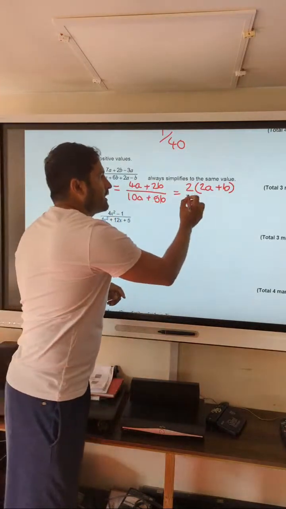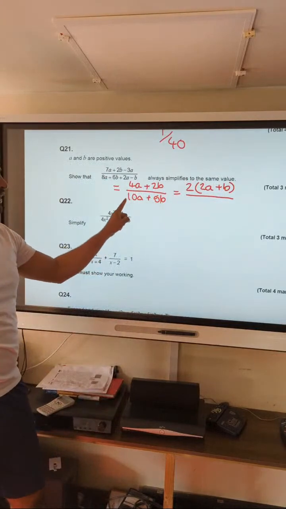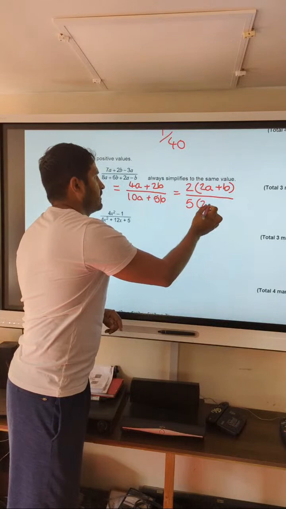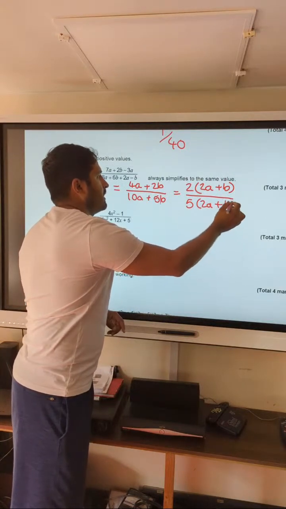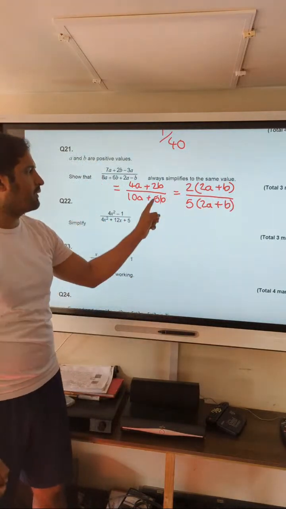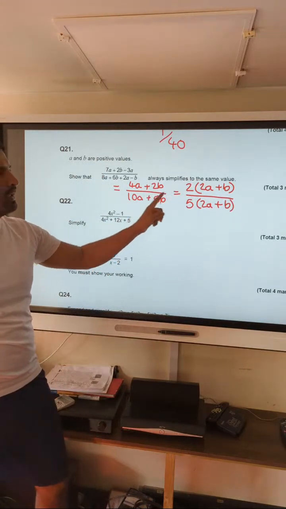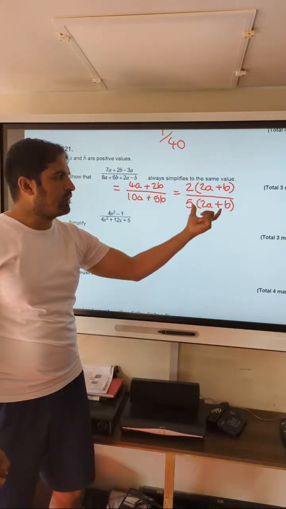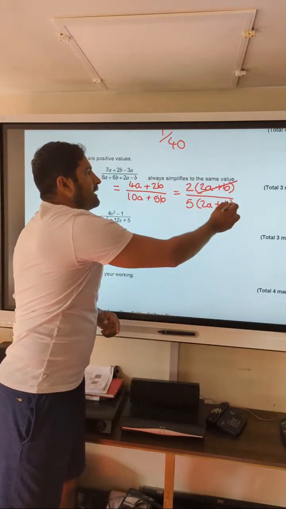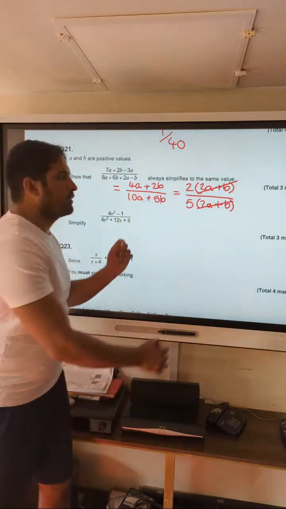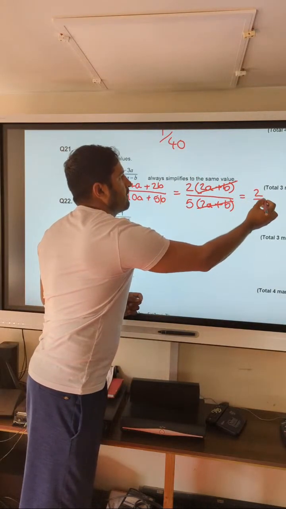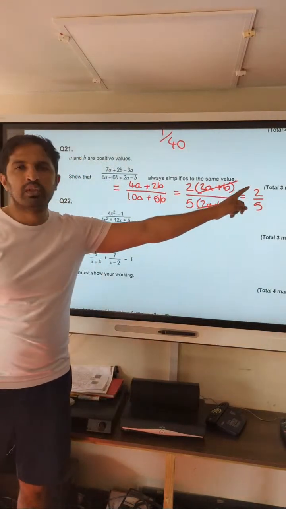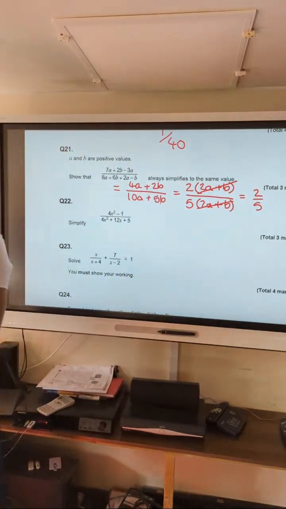And I can do the same thing at the bottom as well. I can factorize out 5 because 5 goes into 10 and 5. So I can write it as 5 times 2a plus b, because 5 times b gives you 5b and 5 times 2a gives you 10a. So 2a plus b is in the brackets, 2a plus b in the brackets. So I can divide top and bottom by this entire bracket. What you get as an answer is 2/5. So regardless of what the values of a and b are, you simplify your answer to 2/5 as always.